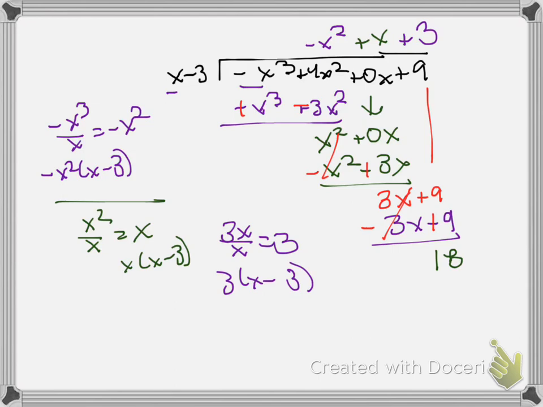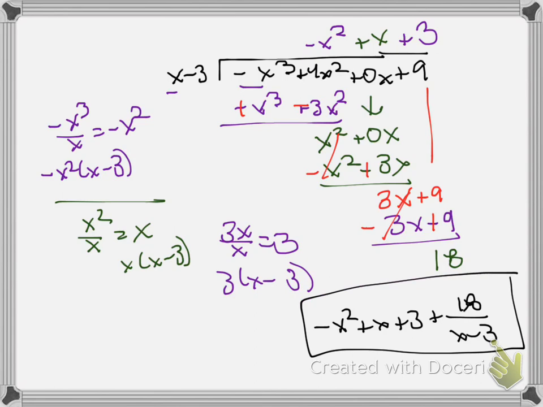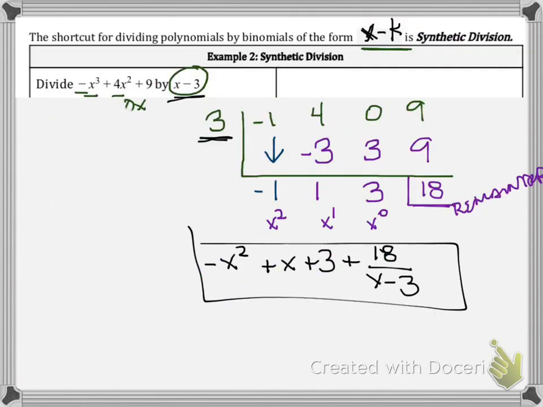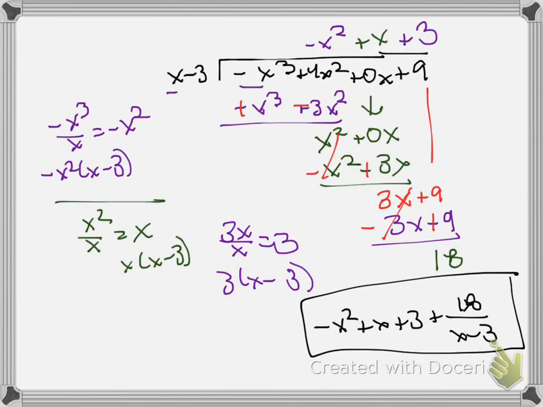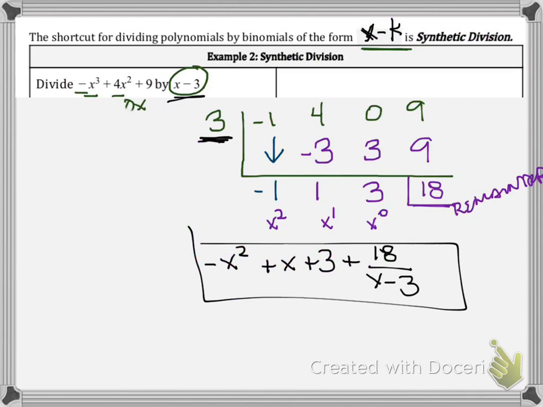If you see, our answer is the same. Our quotient, negative x squared plus x plus 3, plus the remainder of 18 over the divisor of x minus 3. In essence, when we change this value to a positive, the opposite sign, it does our subtraction for us. So we don't have to subtract anywhere, we just add. But we have the same exact answer, negative x squared plus x plus 3 plus 18 over x minus 3.